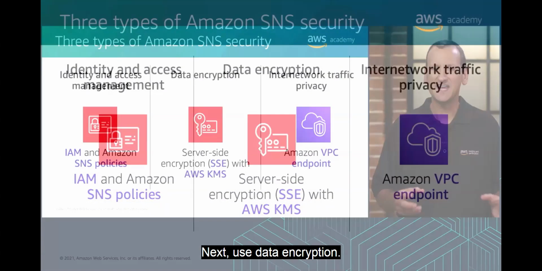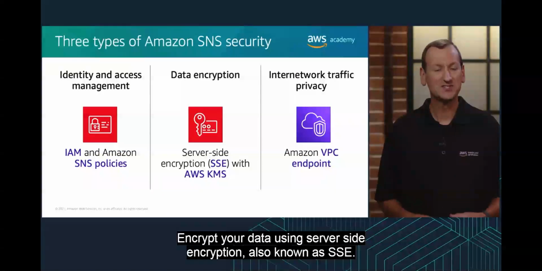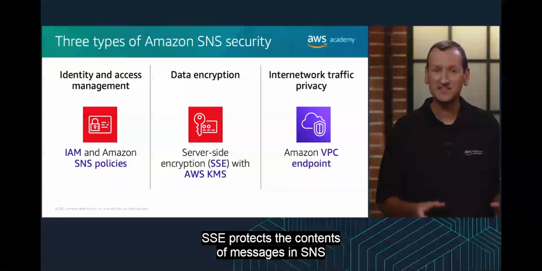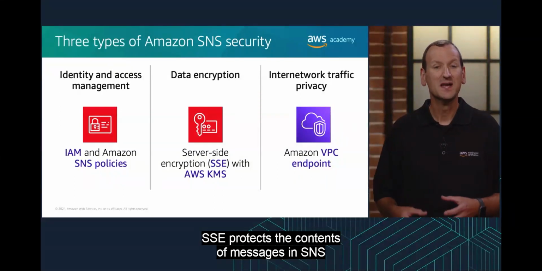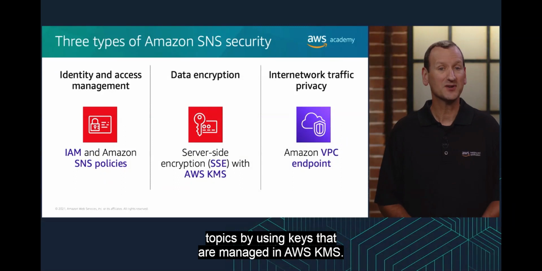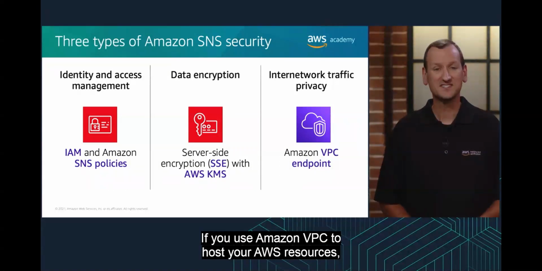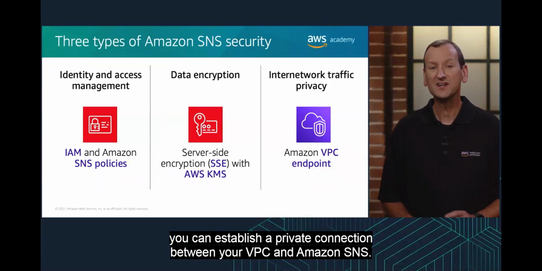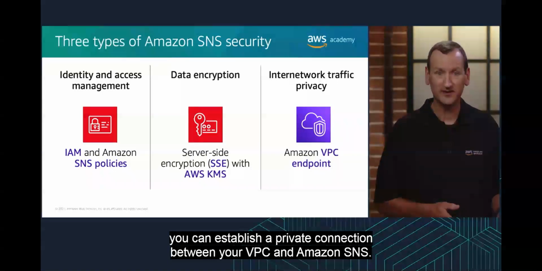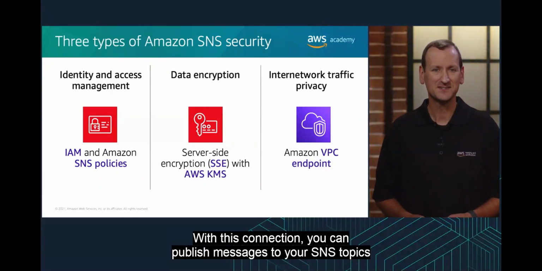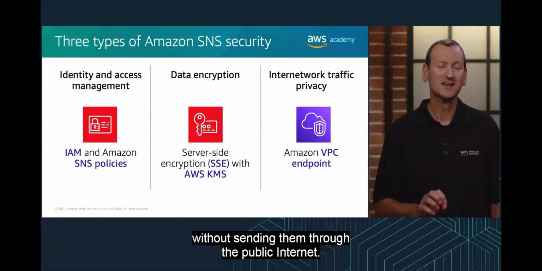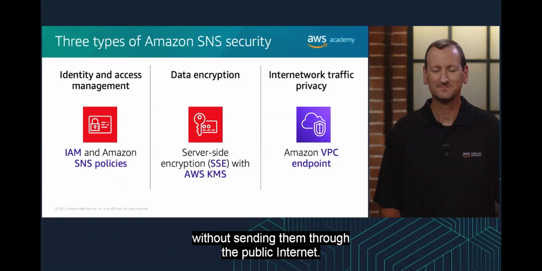Next, use data encryption. Encrypt your data using server-side encryption, also known as SSE. SSE protects the contents of messages in SNS topics by using keys that are managed in AWS KMS. Third, protect internetwork traffic privacy. If you use Amazon VPC to host your AWS resources, you can establish a private connection between your VPC and Amazon SNS. With this connection, you can publish messages to your SNS topics without sending them through the public internet.